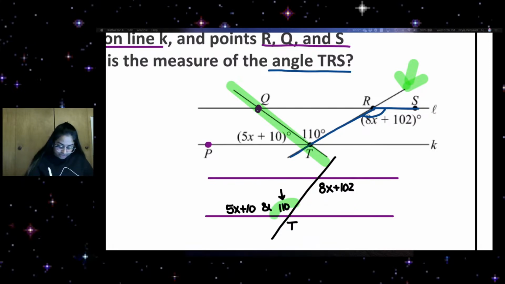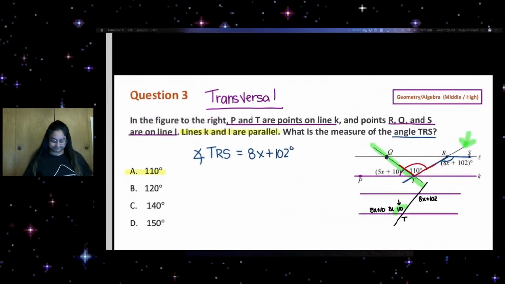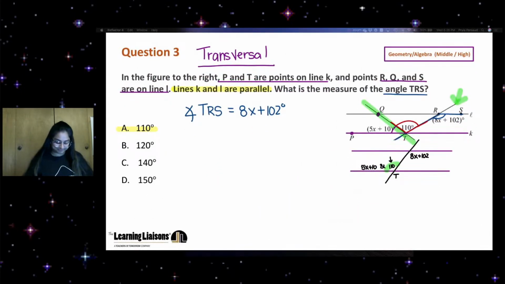And to show you that it's just a piece of it, the 110 is literally just here. That is the 110, but the angle goes all the way down to the next parallel line. So we need to still keep going to the 5x plus 10. I know, we're all mad now. Okay, well, let's unbe mad and let's finish solving the problem.